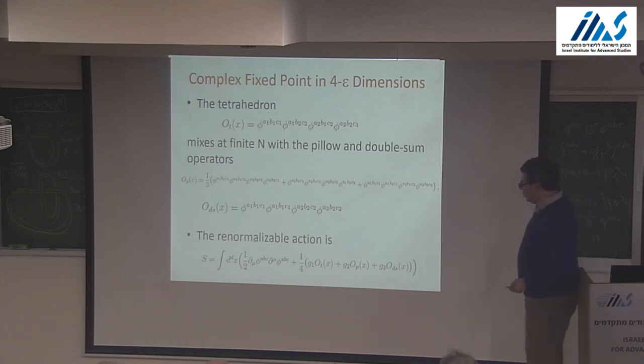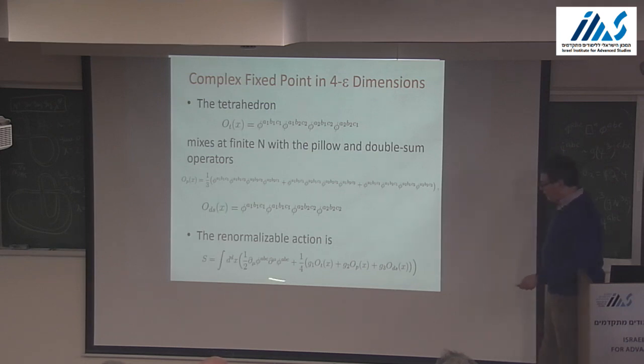Then you essentially have a problem with 3 different coupling constants. If you also impose some discrete symmetry, you have the basic tetrahedron operator, O_T. Then you have the sum of 3 pillow operators, which are now perfectly respectable dynamical operators. And you have the double sum, like phi squared squared. So this is a renormalizable action, and you can just take the formula for 2-loop beta functions of phi-4 theory. There are tabulated formulas, and you can use them.